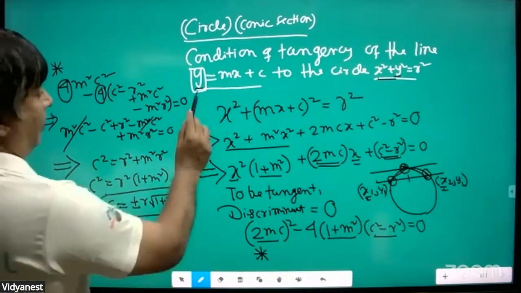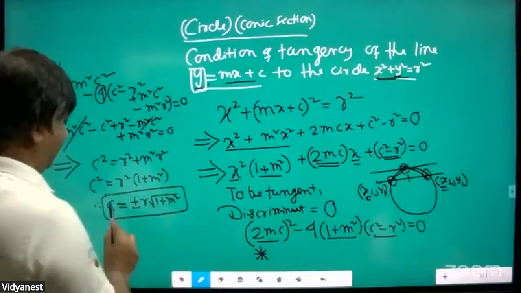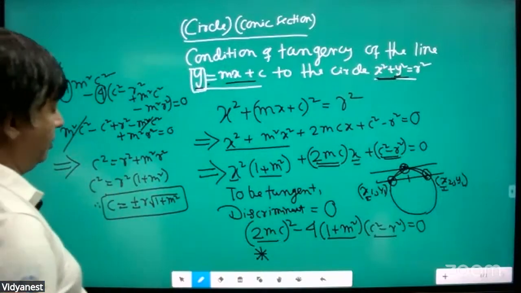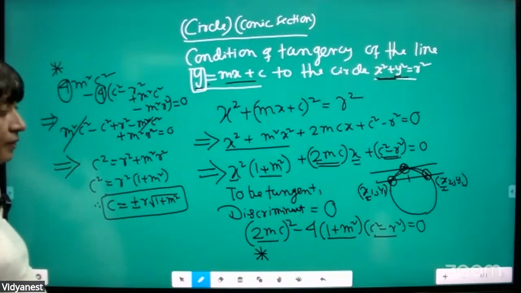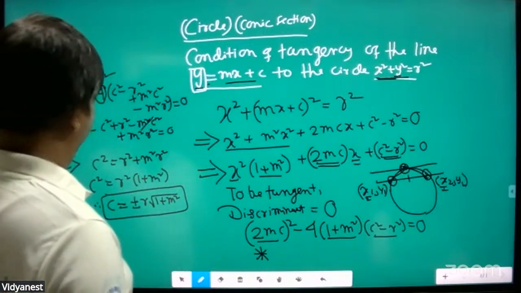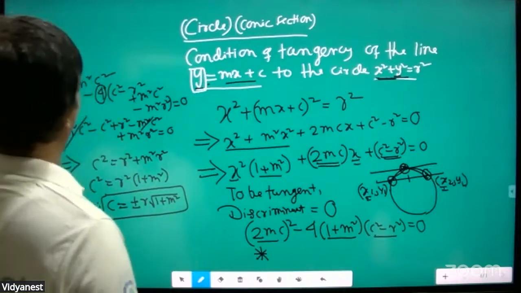So y is equal to mx plus c will touch this circle if that condition holds. Understand? Yes, sir. Okay. Now you examine.